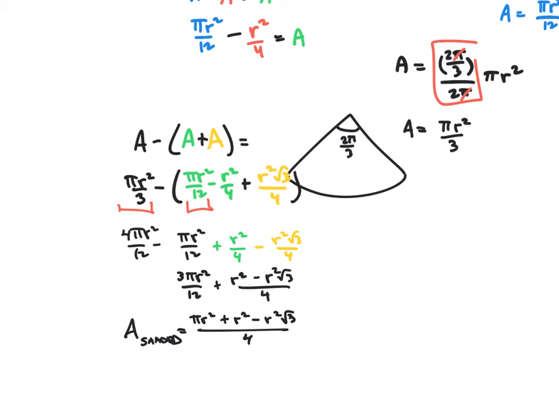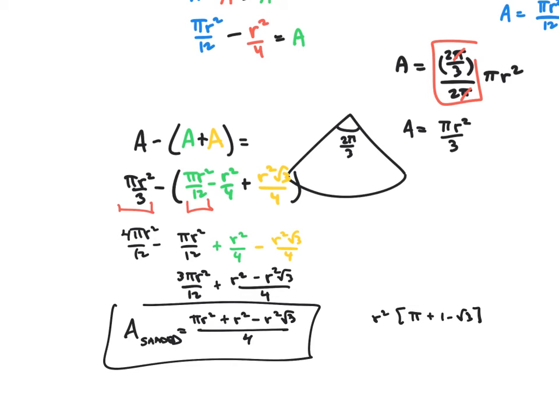Wow, that was quite the job there. All right, outstanding. You could have rewritten this in a different form. We could have factored out an r squared and left it as pi plus 1 minus root 3, all over 4. That's a much nicer looking result. Granted, not all that satisfying because we don't know what r is, but it formulates a general function for us. We got, I think, one more slide, and then that's it for part 2.